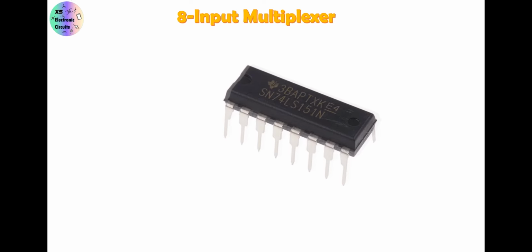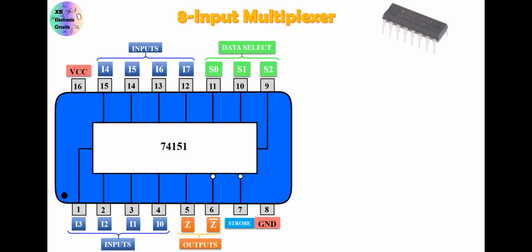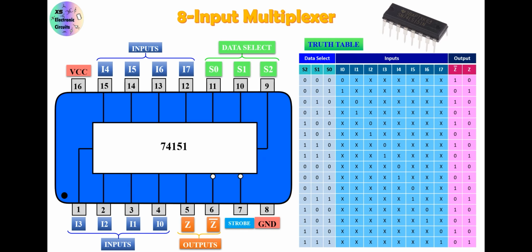74151 is a high-speed 8-input digital multiplexer. It provides, in one package, the ability to select one bit of data from up to 8 sources. This IC is a logical implementation of a single pole, 8-position switch with the switch position controlled by the state of 3 select inputs, S0, S1, S2.